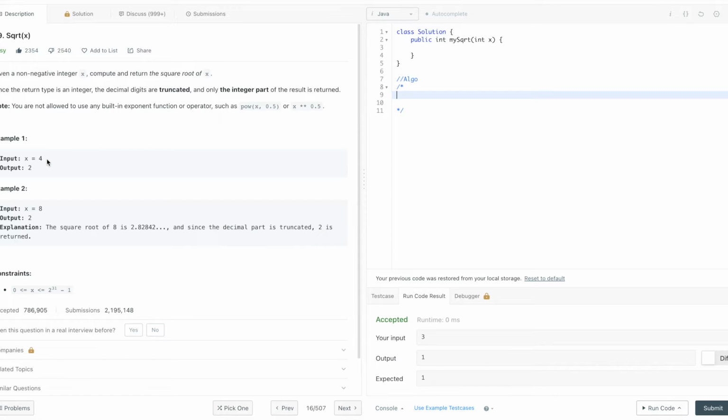So for example, if the input is 4, the square root of 4 is 2. If the input is 8, the square root of 8 is 2.828, but since our return type is integer, we are only going to return the integer part. Okay, so our output would be 2.